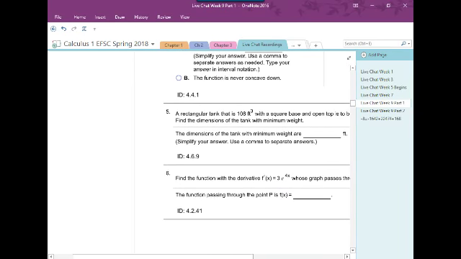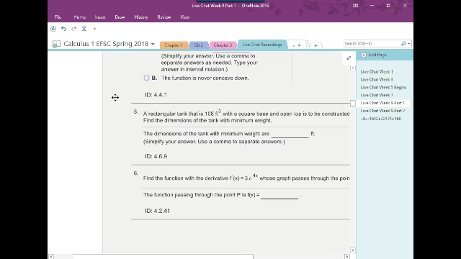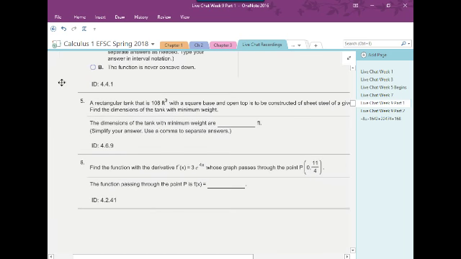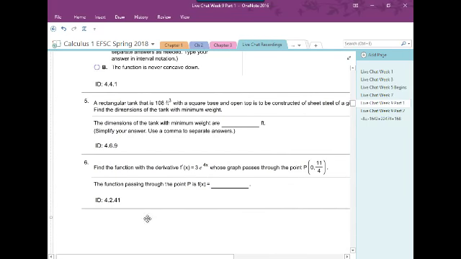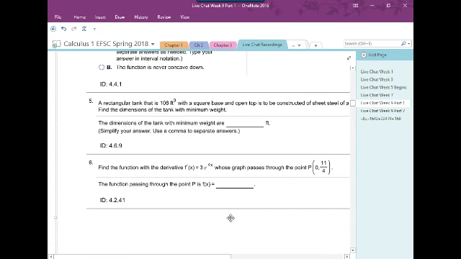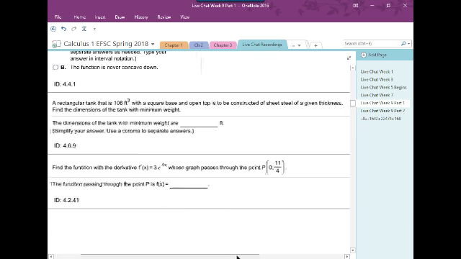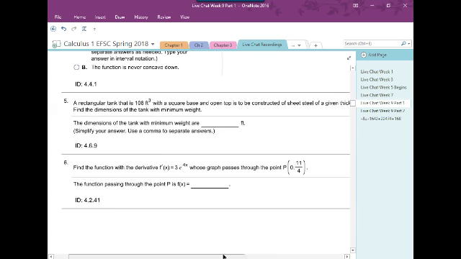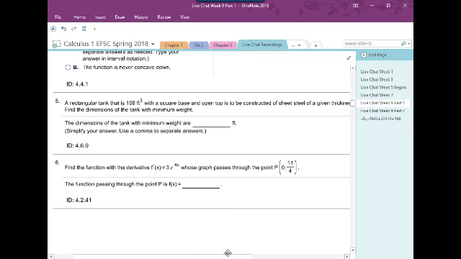Okay, so number 5 that I was referring to is this one. It says a rectangular tank that is 108 cubic feet with a square base and an open top is to be constructed of a sheet of steel of a given thickness. Find the dimensions of the tank with minimum weight.